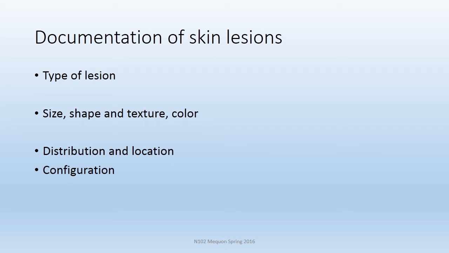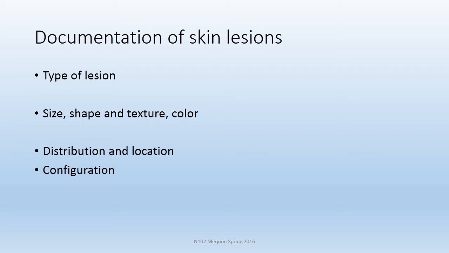In addition to that, though, you may also want to document some other aspects of the lesion or lesions. And so, of course, you want to include the size of the skin lesion, the shape and texture, as well as the color. All of these may indicate a normal situation, or they may point to something more worrisome. And it's not unusual for a nurse to get out a measuring tape and to actually measure a skin lesion.